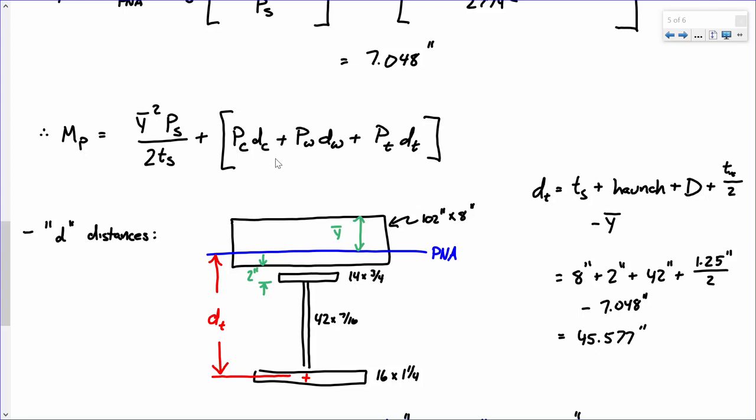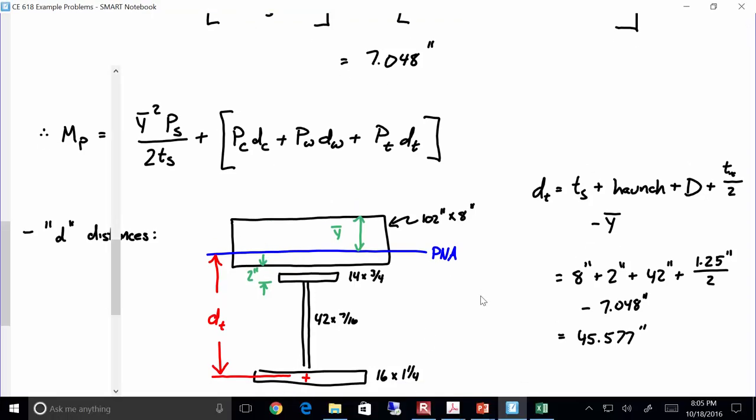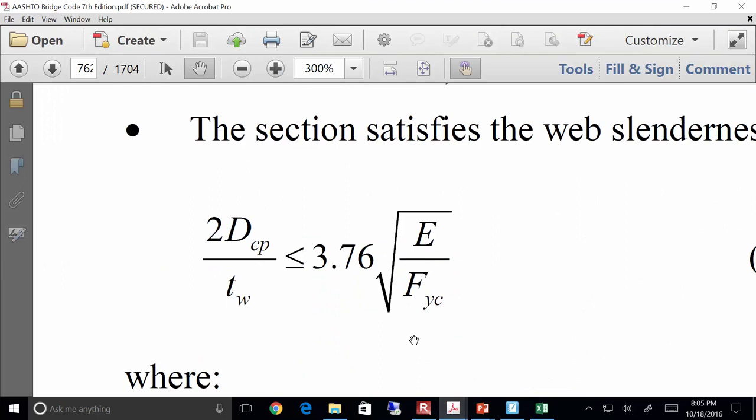Okay? Now, let's go back to the spec. I'm asking about this quantity. DCP, the depth of web in compression at the plastic moment. But none of it's in compression, right? The whole thing's in tension. So what is D sub CP going to be, you think? 0. None of the web is in compression. So the depth of web in compression is 0.